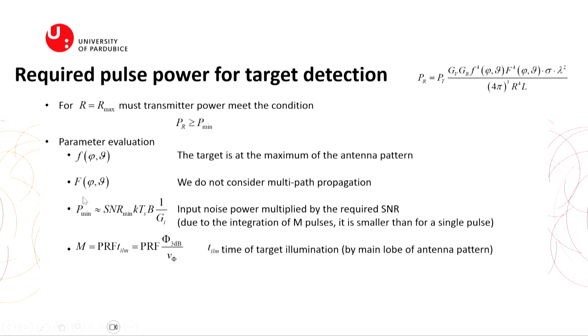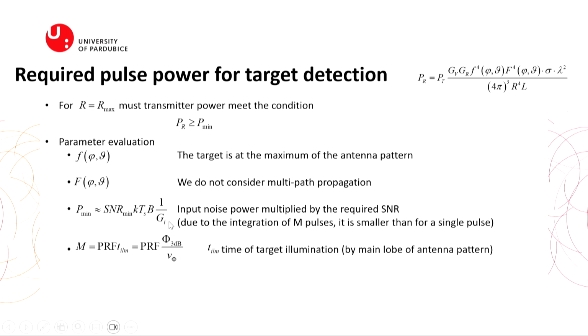What is minimal power? It will be the scenario minimum. In the definition it is 12 dB. It depends on what? On my receiver. How is the quality of the receiver? kTsB. k is the Boltzmann constant, T is noise temperature, B is bandwidth, and multiplied by 1 divided by GI.